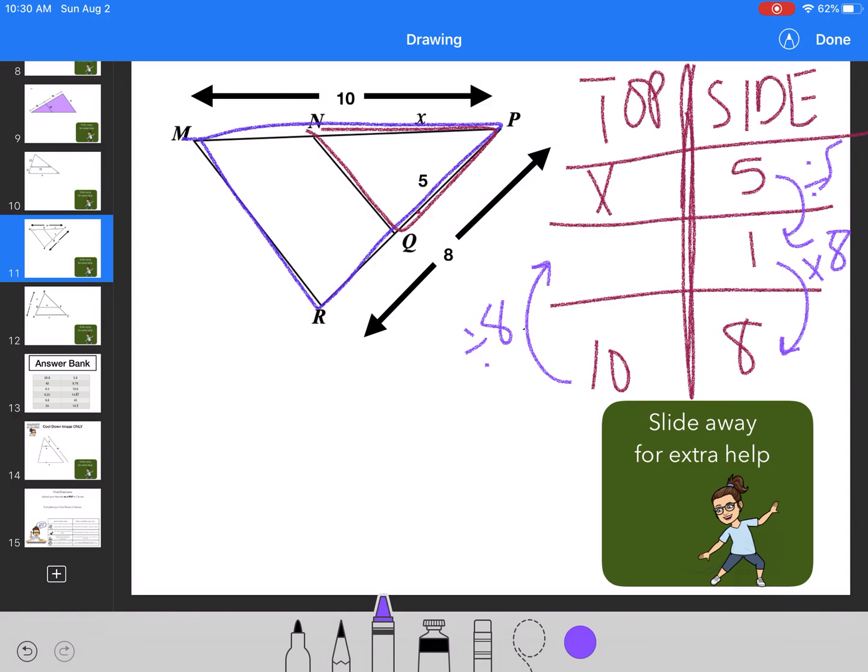So 10 divided by 8 is going to give me 1.25. Then, because I divided by 5, I'm going to multiply by 5. And I get 6.25. So my X is going to be 6.25.